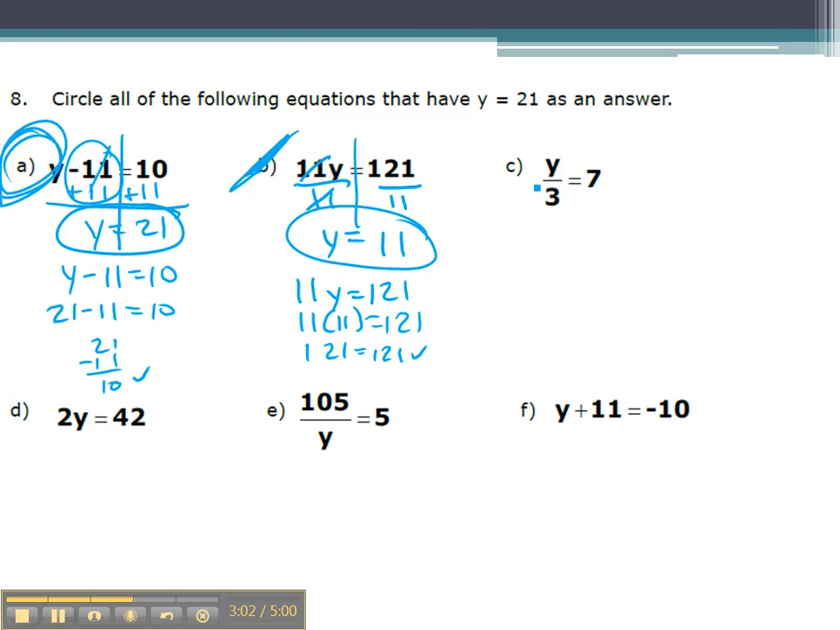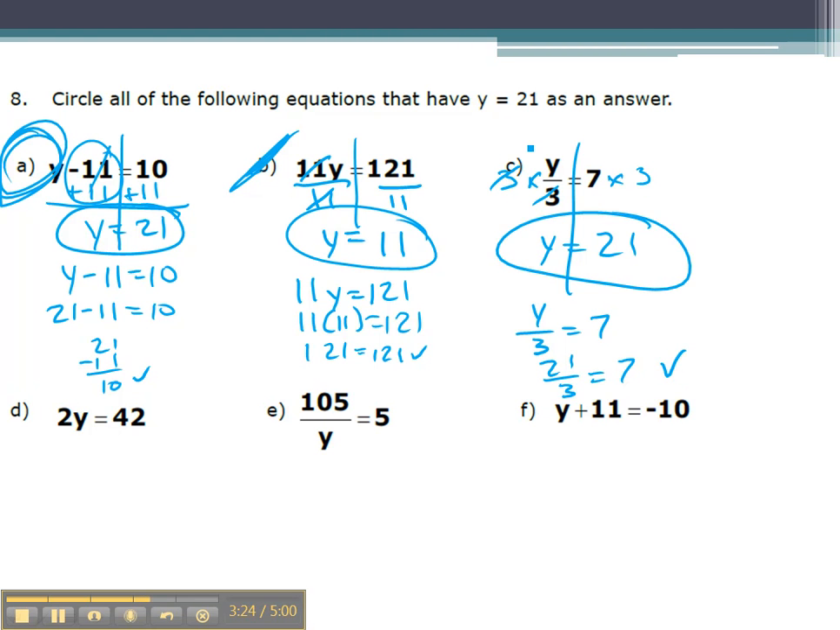Y over 3 equals 7 for part C. We're dividing by 3, so I have to multiply both sides by 3. Inverse operation. 3 over 3 is 1, so we get y equals 7 times 3 is 21. So it looks like that's one of the solutions we're looking for. Y over 3 equals 7. If y is really 21, then 21 over 3 should equal 7, and it does. 21 divided by 3 is 7. So C is one of the answers.